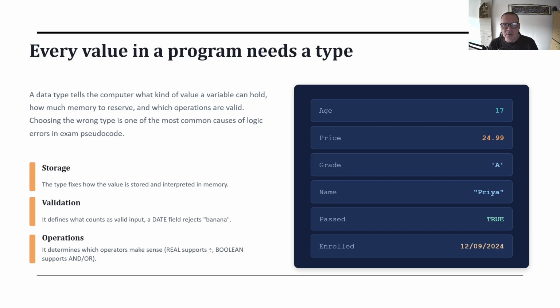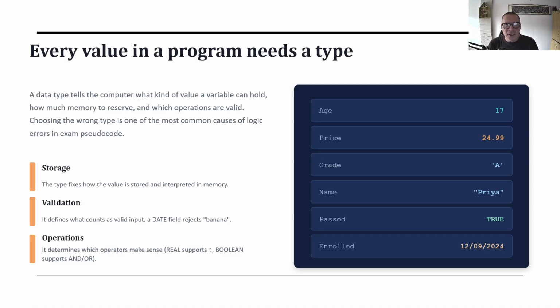Languages like Python are dynamically typed, so they allocate the data type automatically themselves. You don't have to do it yourself in the program. But a data type tells the computer what kind of value a variable can hold, how much memory to reserve for it, and which operations are valid. And choosing the wrong type is one of the most common causes of logic errors.